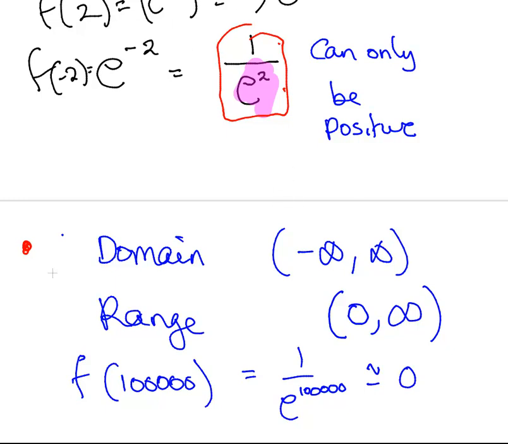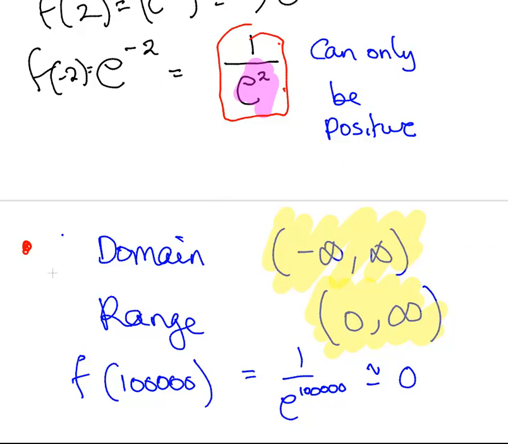So this is an important one because the range, this output, cannot take the value 0. We can have any input, but we can't have an output of 0 or less than 0. We're going to have a positive number as the output. So that is that one there.